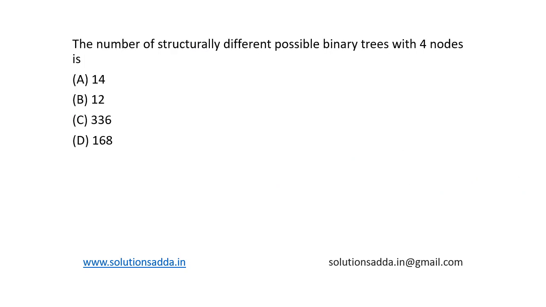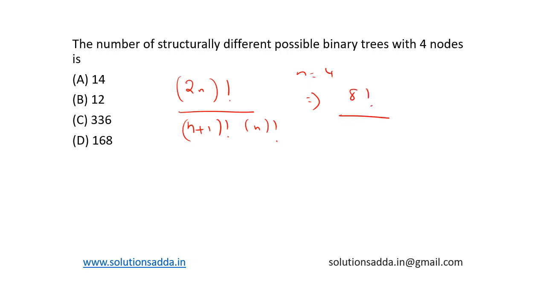This is a question from data structures. The number of structurally different possible binary trees with 4 nodes are. This can be found out using the Catalan number. The formula to find the number of structurally different binary trees is 2n the whole factorial divided by (n plus 1) the whole factorial into n factorial. Here n is equal to 4. So we have 8 factorial divided by 5 factorial into 4 factorial.